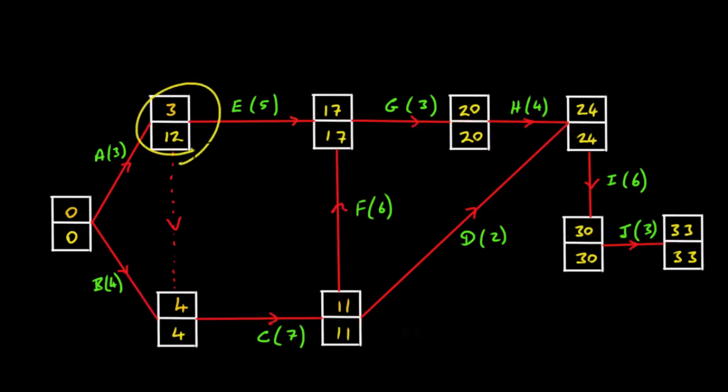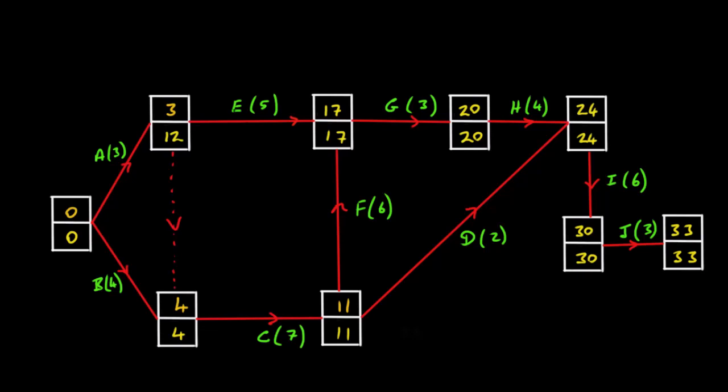You'll notice this one here, we've got an early time of 3 and a late time of 12. That means that there is a float time, what we call a float time, of 9 days. So in other words, activity A, the earliest it can be done in is 3 days. It's going to take 3 days to do. But if it's delayed by 9 days, it's not going to affect the project. It's not going to delay the project. So we can delay this by up to 9 days, and it'll make no difference to how long the project is going to take. So that's just called the float time.